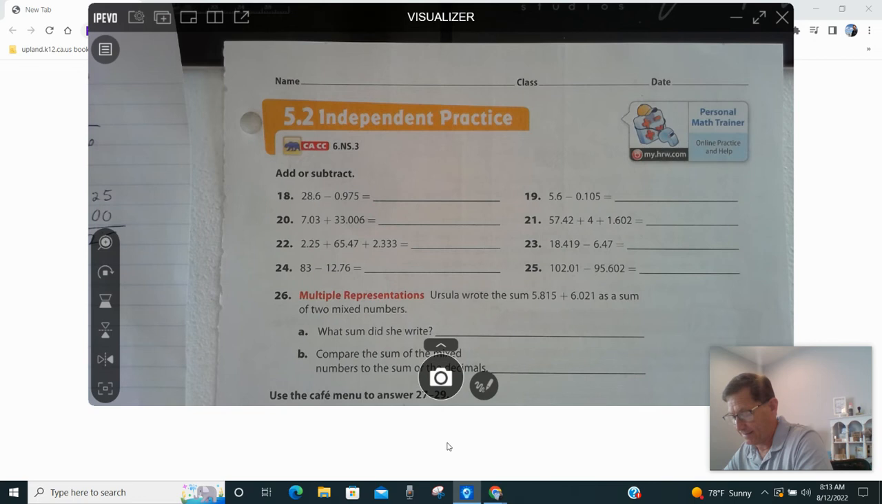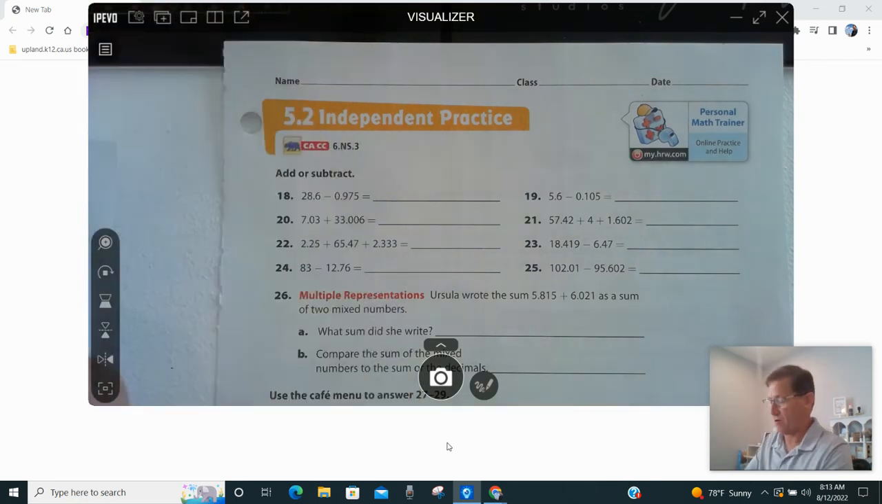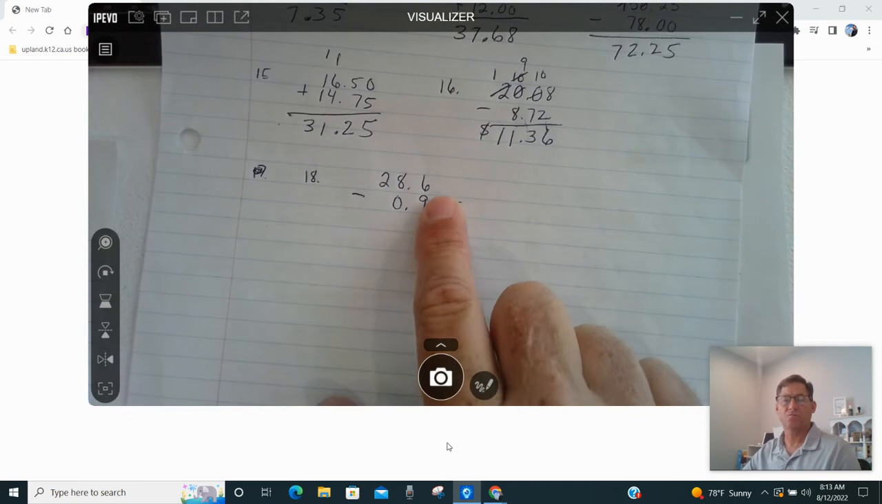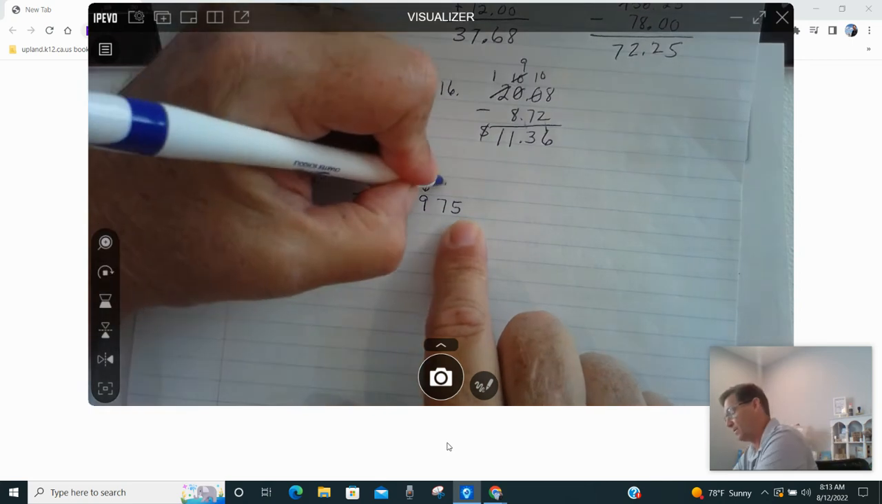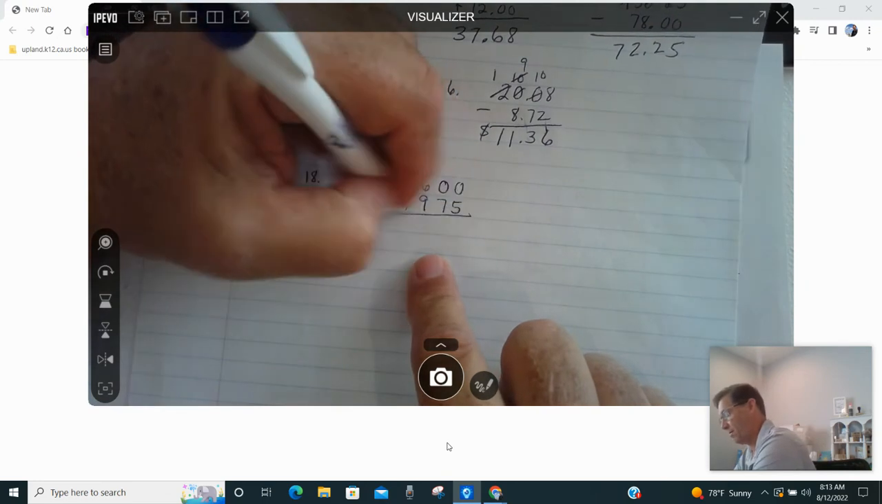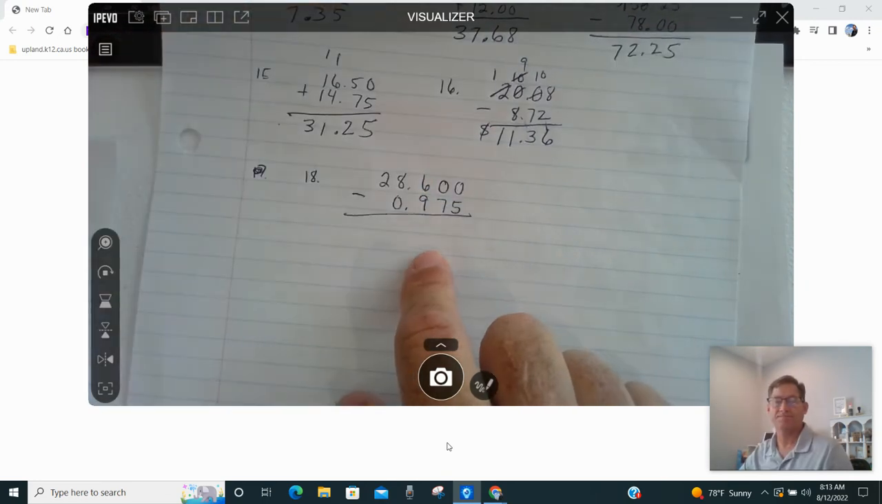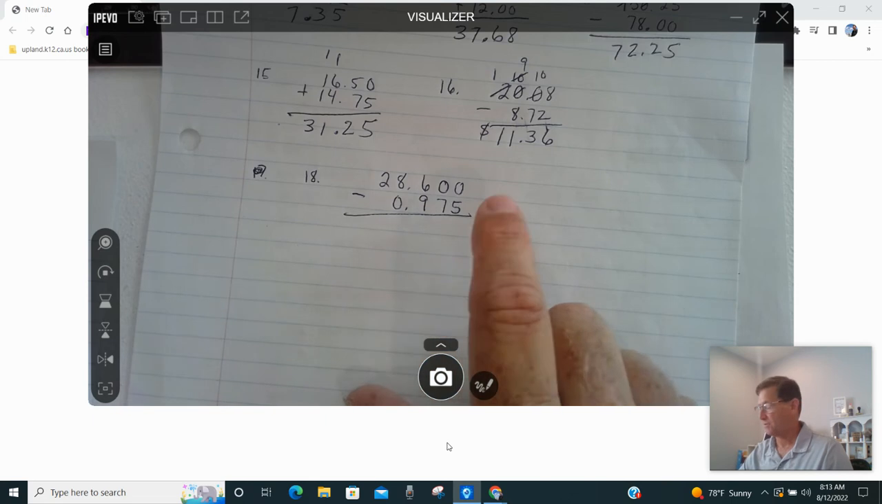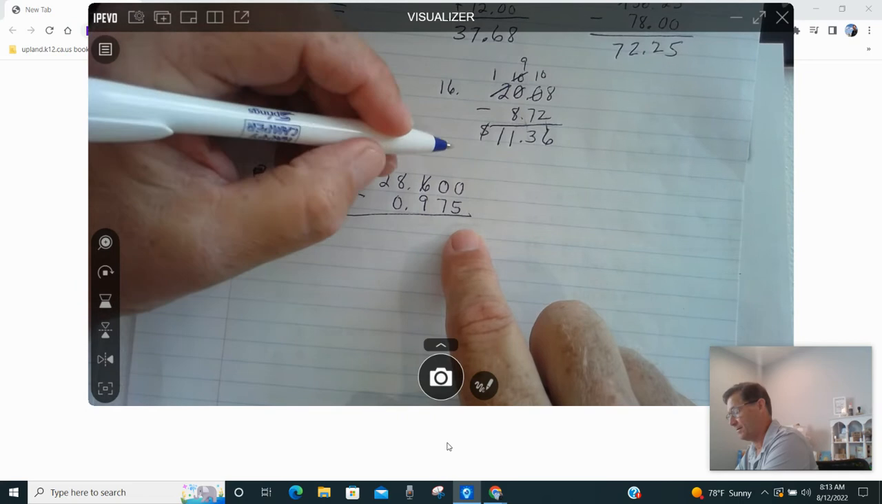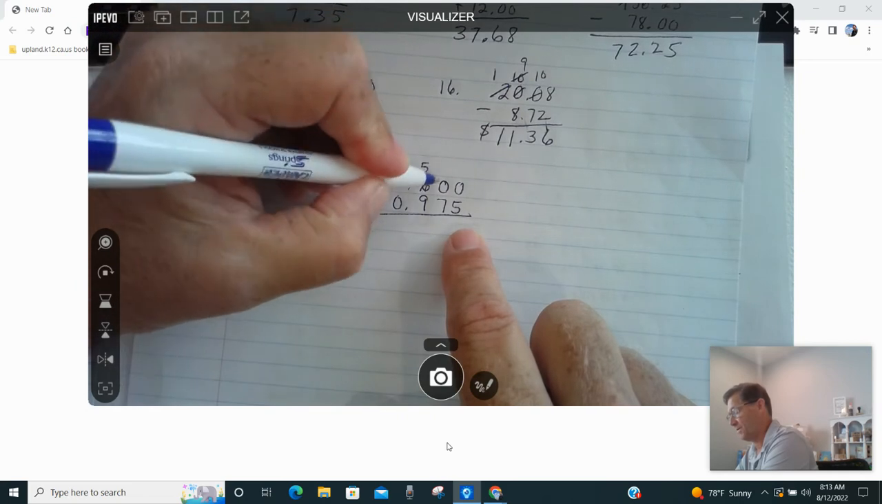So we have 28 and 6/10 minus 975 thousandths. So when we look at that, after lining up the decimals, what do we take 5 from? So let's add 2 placeholders after the 6/10. All right, so now we have the same number of digits. So 5 taken from nothing, you can't borrow from the hundredths. So borrow from the tenths.